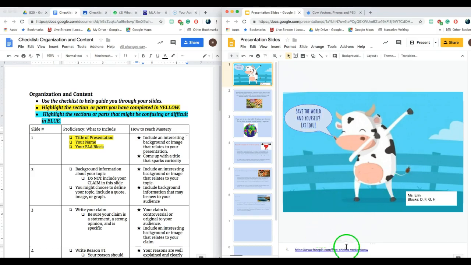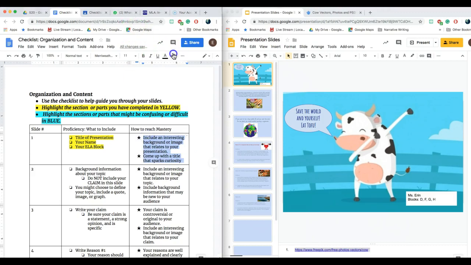There was one reference that I need to document, and I just went ahead and put that website for this cow picture in my notes down below. So that's slide number 1. And if I was going through this, I would just go ahead and highlight all of that yellow.